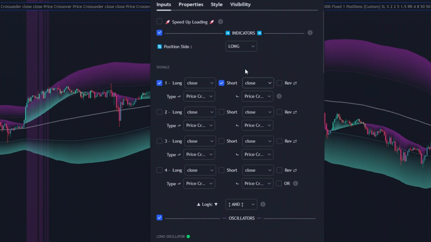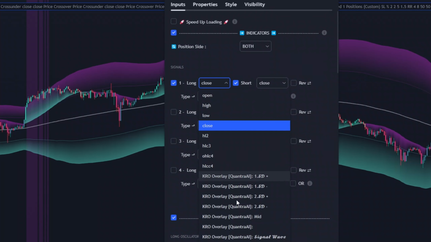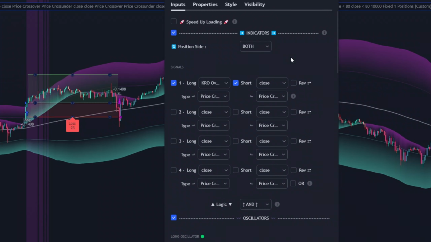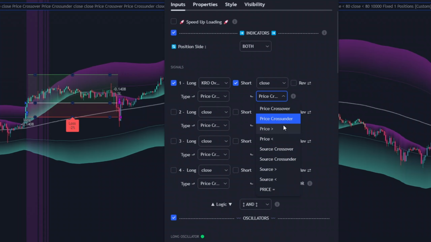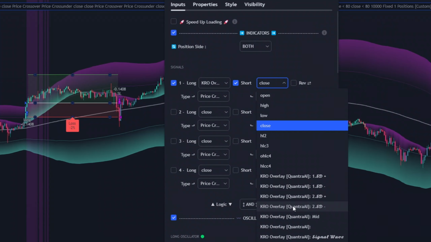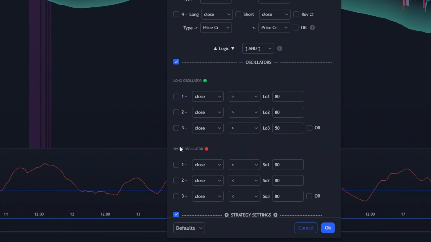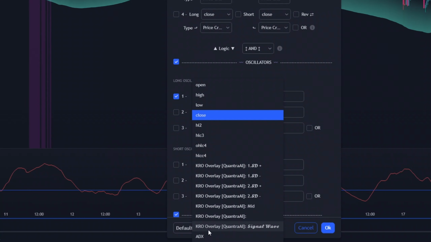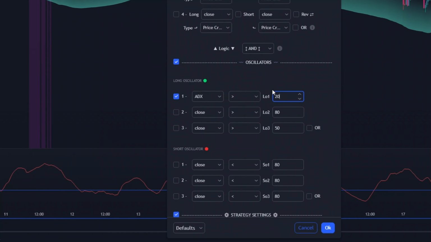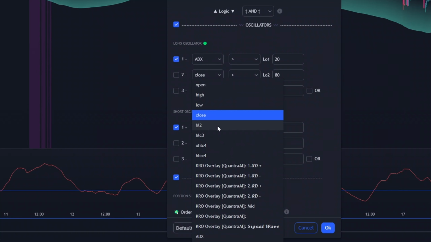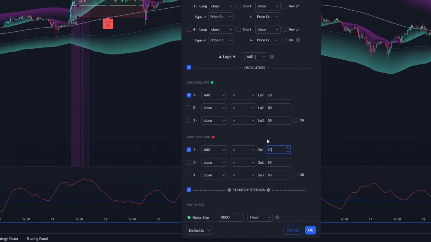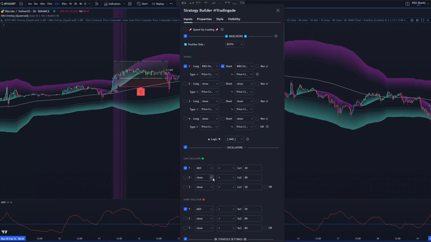By opening our strategy builder, we can quickly configure the strategy. So let me select both long and short positions. Let's configure the long entry signal. We need the price to cross over the upper band, whereas for a short position, we need the price to cross under the lower band. And this is our first entry rule. Then we can add our confirmation signal, which is that the ADX must be above the 20 level. For the short position, it will be absolutely the same. And that's all. We have just configured our entry signals.